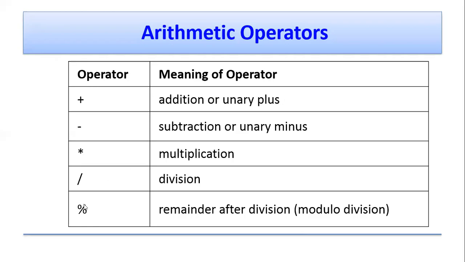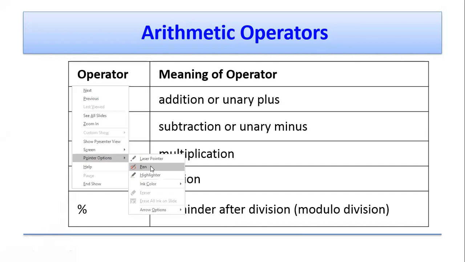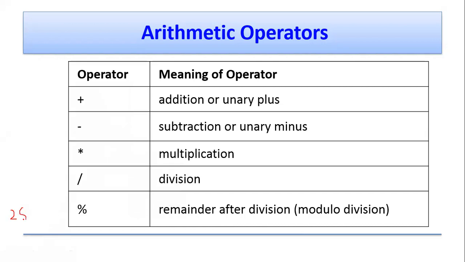Right? So now you know what is meant by modulus. Modulus means the remainder after division. So if you say 28 divided by 5, 28 mod 5 is 3, because if you divide 28 by 5 the remainder is 3. So the remainder part is 3. That's why we call it modulus.